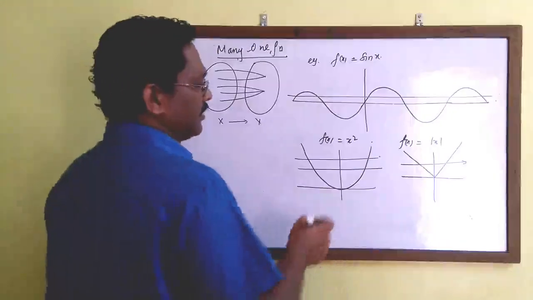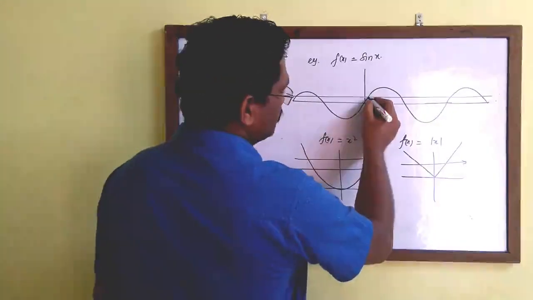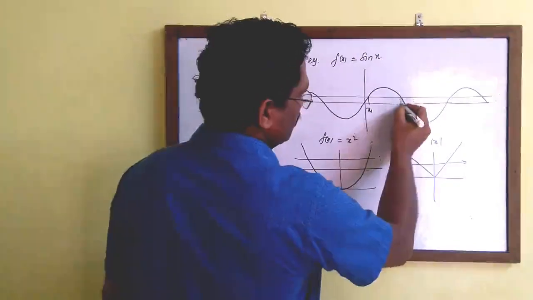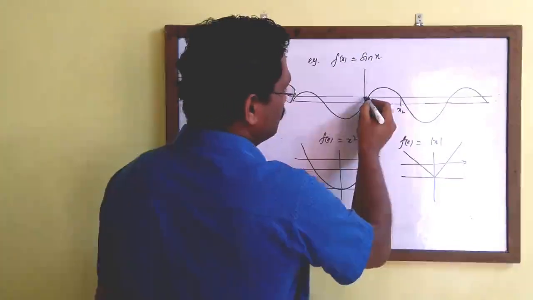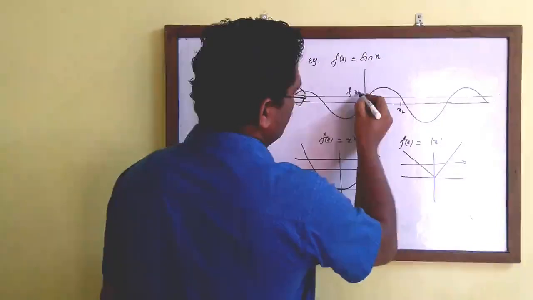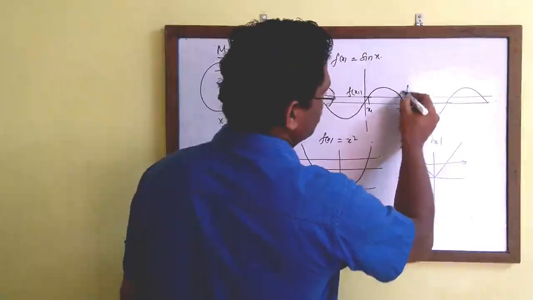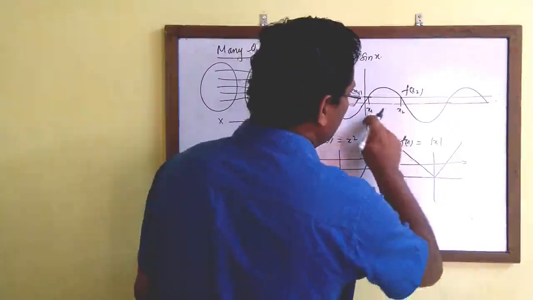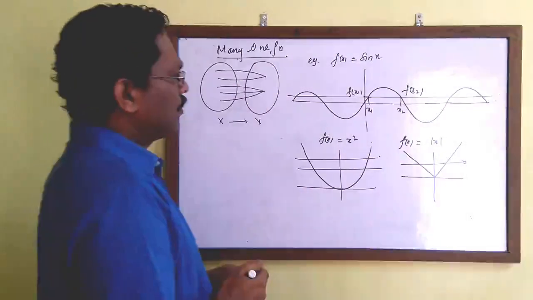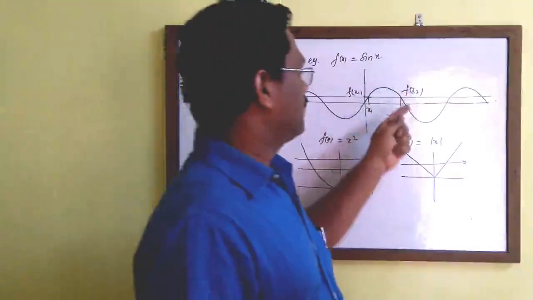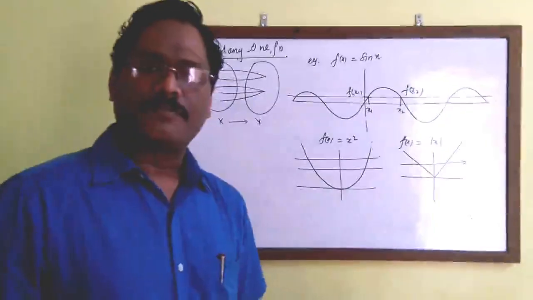Now the second point that comes into play. Let us say this value is x1 and this value is x2. So this y is f of x1 and this y is f of x2. Now let us equate the two. No doubt that the y coordinates are same, but are the x coordinates same?